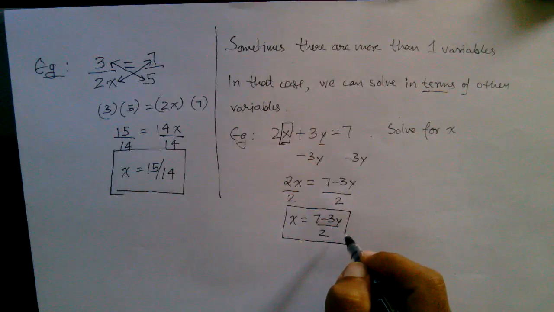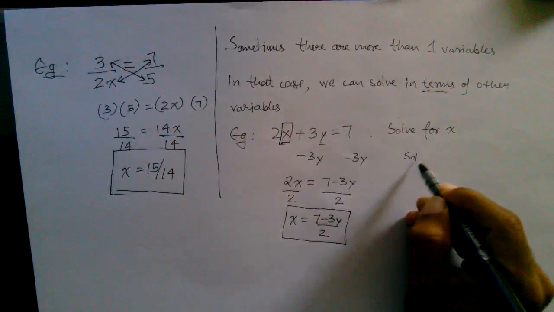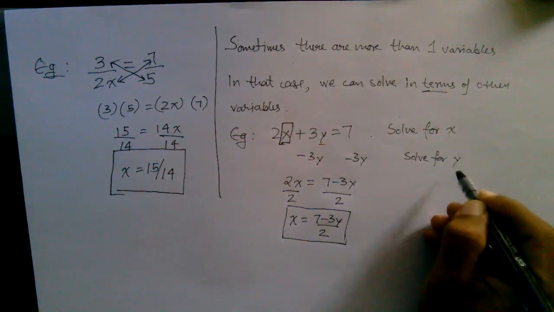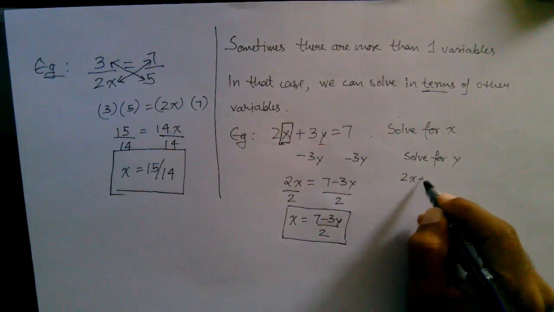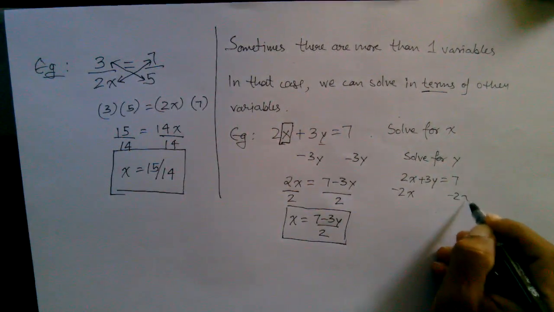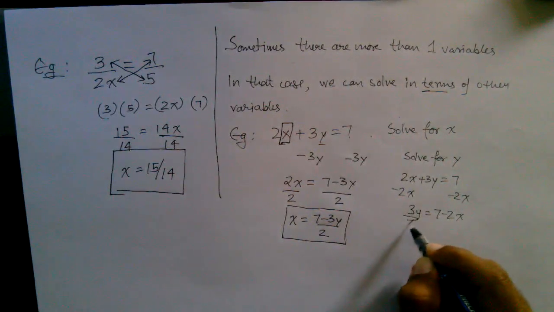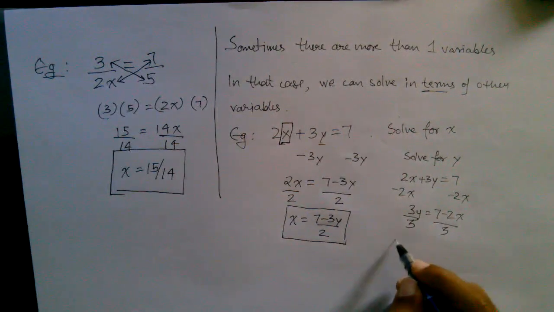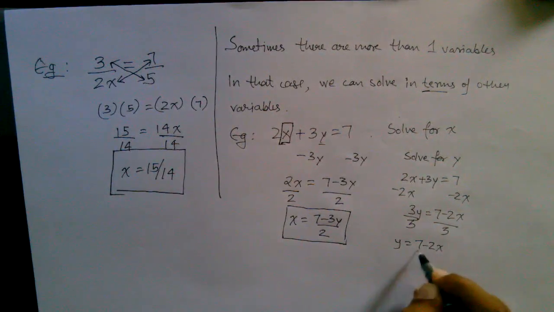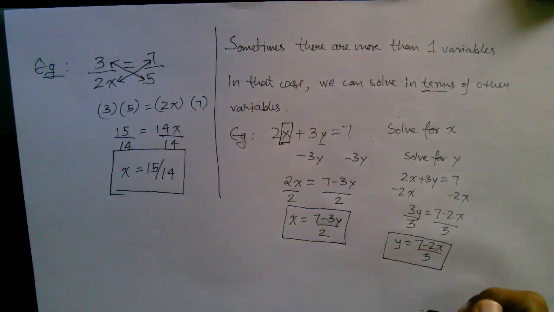So what this means is I can solve for a variable in terms of another variable. Now I could also have been asked to solve for y. In that case, I would start with 2x plus 3y equals 7. I would subtract 2x on both sides to get 3y equals 7 minus 2x, and then divide by 3 to get y equals 7 minus 2x over 3. So you can be asked to solve in terms of any other given variable.